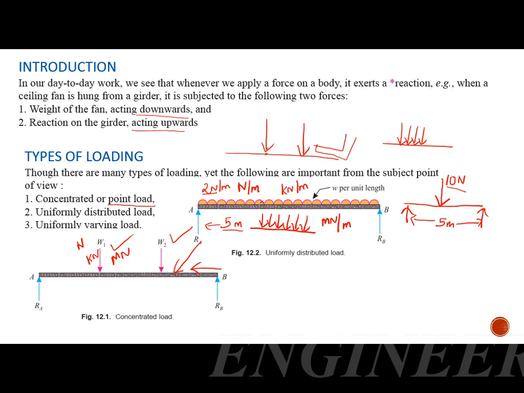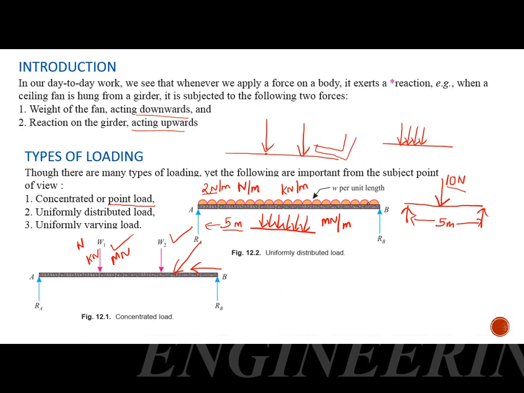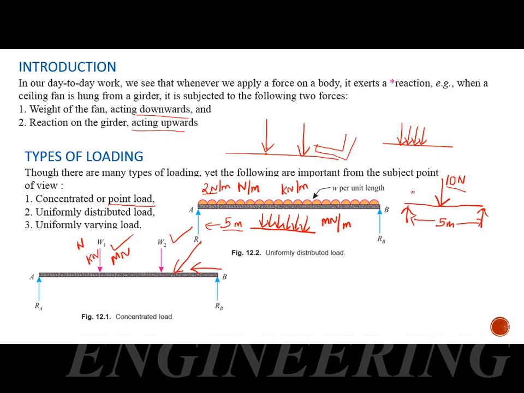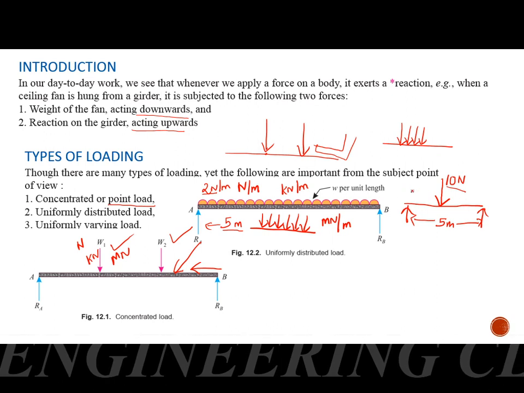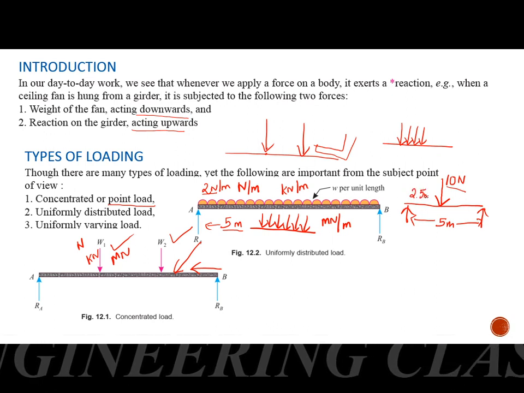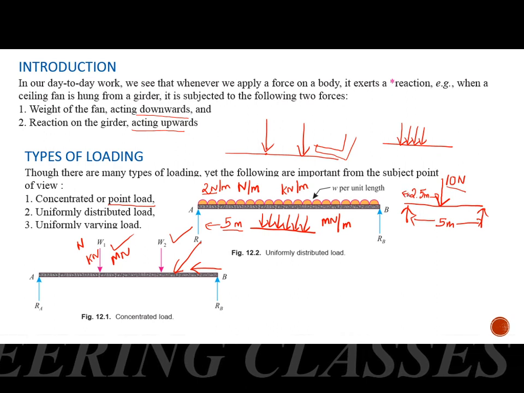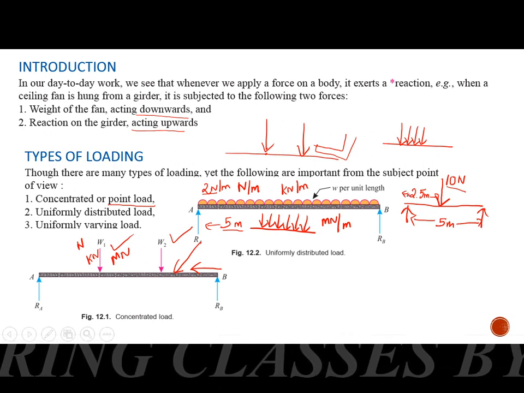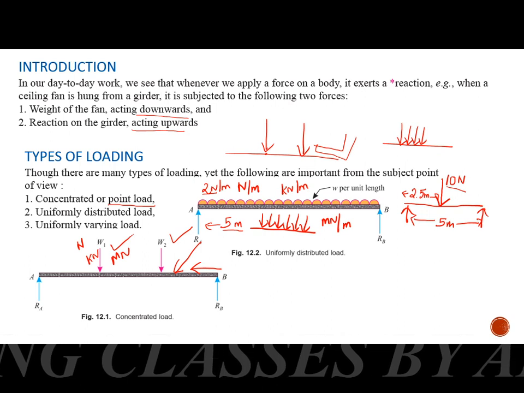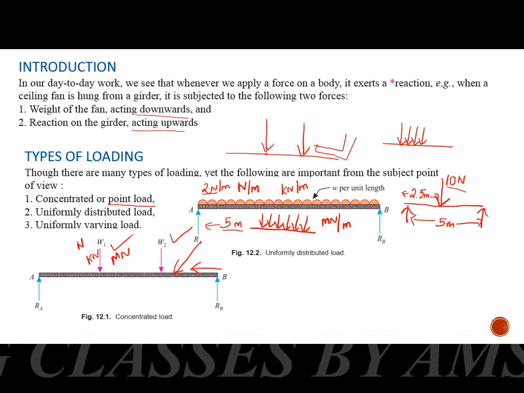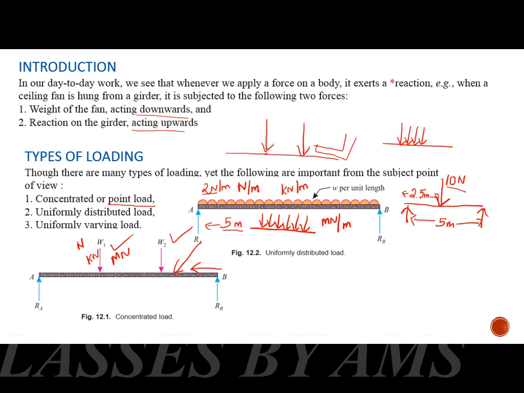In this case, the load is for a length of 5 meter, so it will be acting at the midpoint. So it will be acting at a distance of 2.5 meter from the left end. Okay, that's how we will be replacing our uniformly distributed load with the help of a point load.